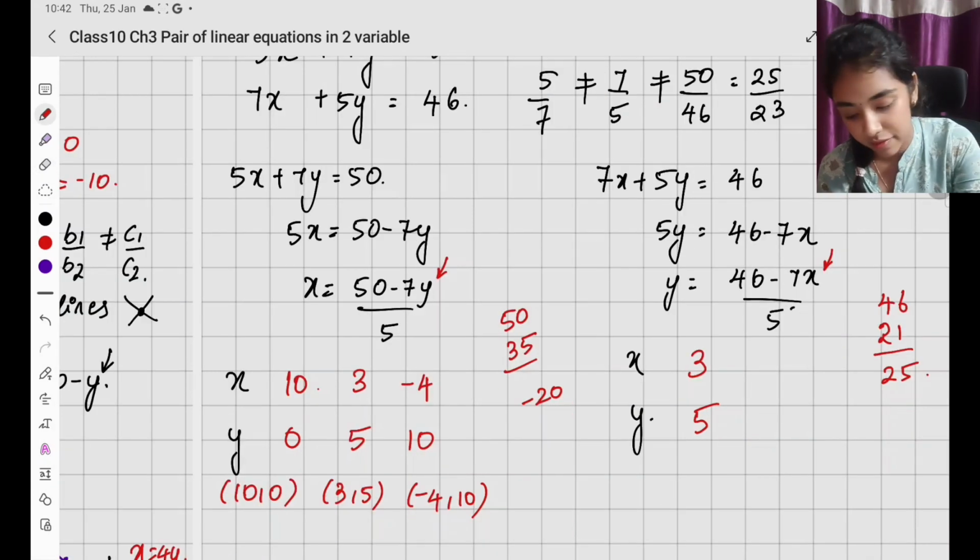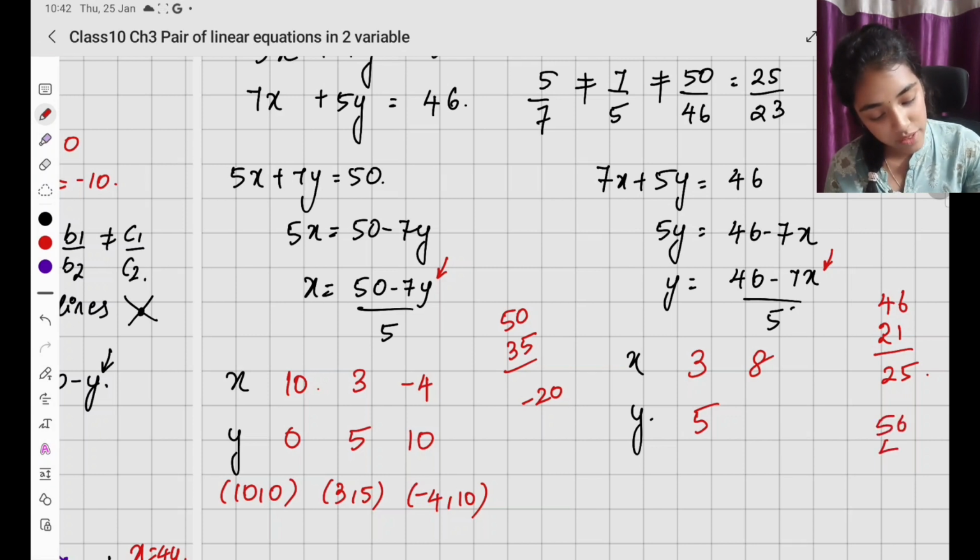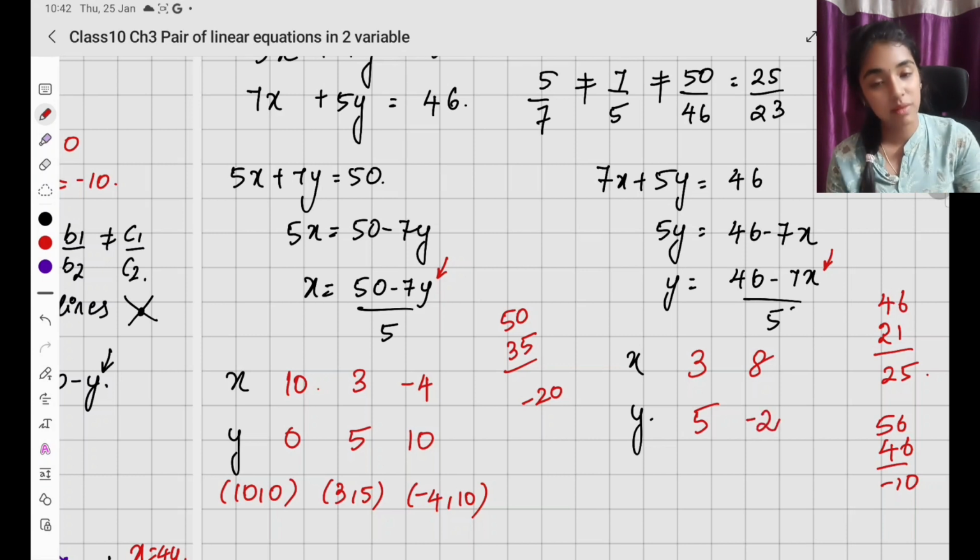Okay, 5. 7 5s are 35. That also did not work. Then let me try 7 into 8, 7 8s are 56. That will work. So 7 into 8. When the x value is going to be 8, we have 7 8s are 56. So 56 minus 46 is going to be minus 10. So minus 10 divided by 5 is going to be minus 2. Let us take points that are easy to plot on the graph.